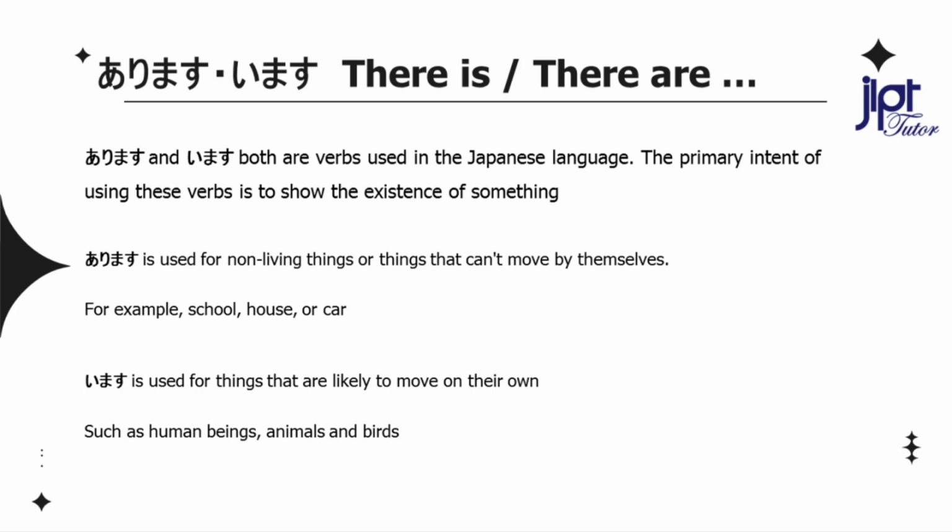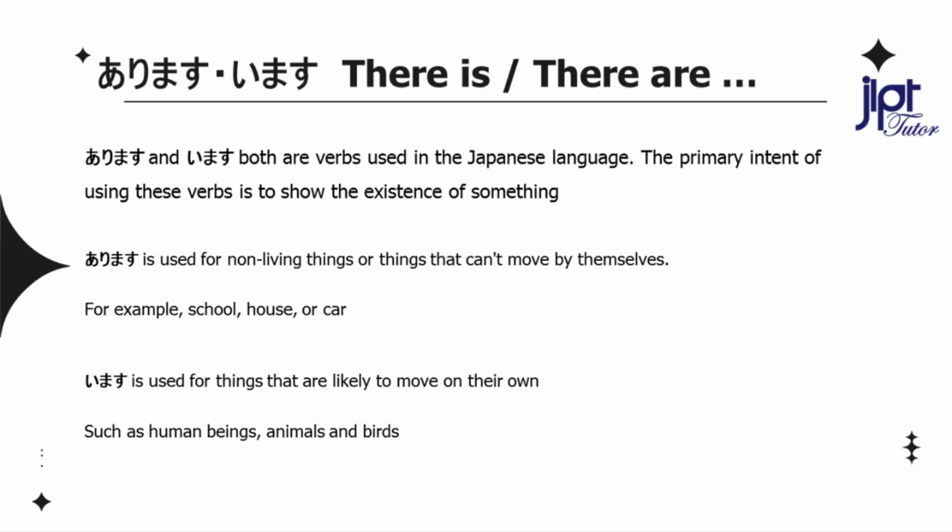1. Arimasu and imasu. Arimasu and imasu both are verbs used in the Japanese language. The primary intent of using these verbs is to show the existence of something. For example, there is a book, or there is a doctor. But what's the difference between both?